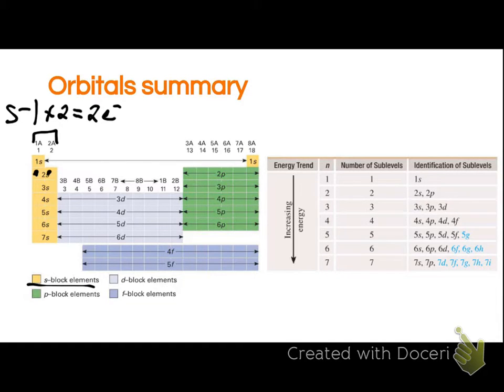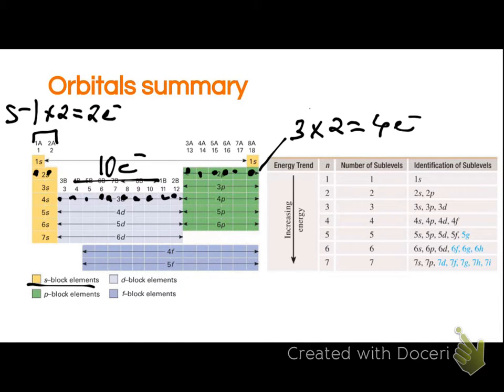The P block has 1, 2, oh, my dots aren't showing up. 1, 2, 3, 4, 5, 6. So the P block has 3 shapes times 2 electrons each, so you can fit 6 electrons at each energy level for the P shapes. The D has 10. Okay, so 10 electrons for the Ds. And the F block, I'm not going to count them, but the F is 14, just like we figured out before.